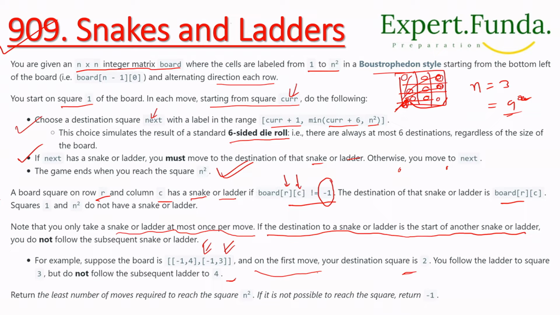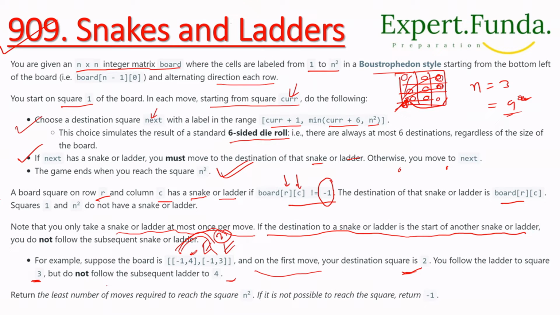So on the first move, what is your first destination? If we start from here, we will reach the next one, right? So on your first move, the square is, let's suppose, 2. We started from here and reached 2. So you follow the ladder, and you are at 3, let's suppose. But you do not follow the subsequent ladder to 4. You cannot follow this one from here, because we have already followed one ladder on the first move.